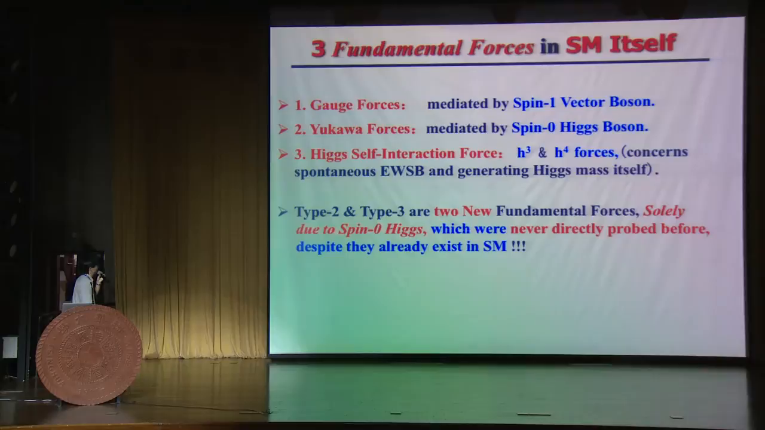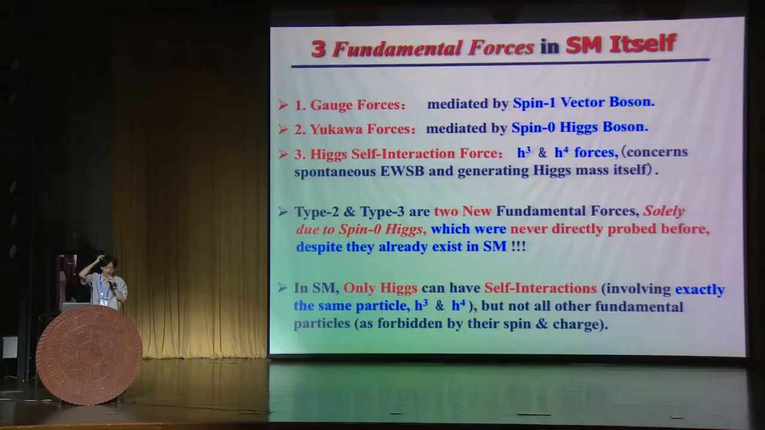So the so-called type 2 and type 3 forces are really two new fundamental forces which were never experimentally explored and measured before, despite the fact that they have existed in the standard model for a long, long time. Until recently, this has been put on the top list for our further experimental verification and exploration, because the Higgs boson was discovered for the first time. And it is also important to note that the scalar Higgs boson is very unique, because only spin zero particles can have exact strict self-interaction with itself, like H cubed, H fourth. All the other fundamental particles do not have this property, like the gluons and the W and Zs, or even gravitons. Those are forbidden by their spin and charge.